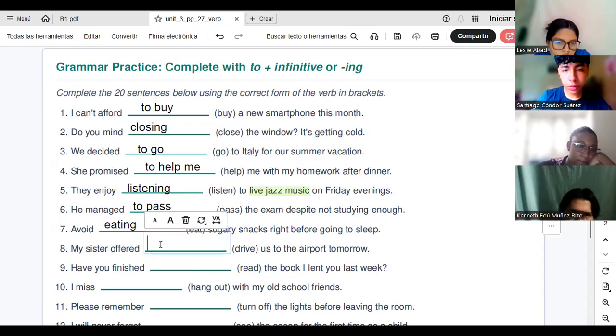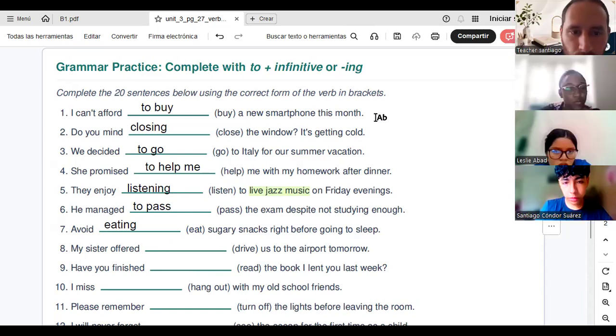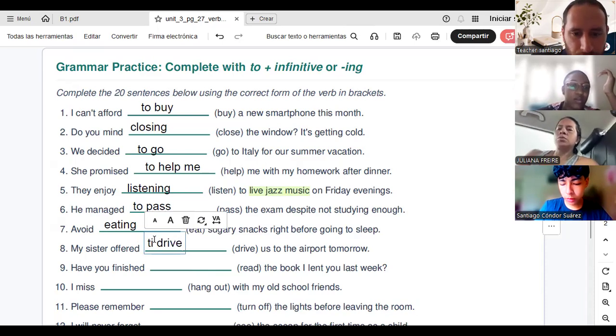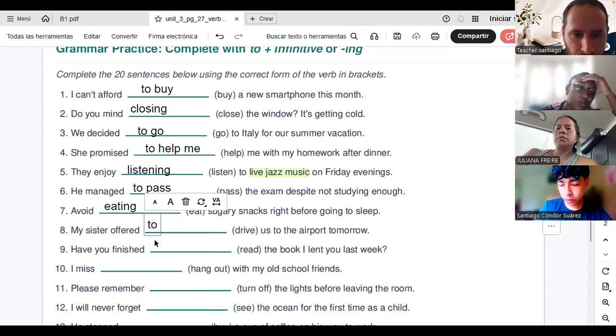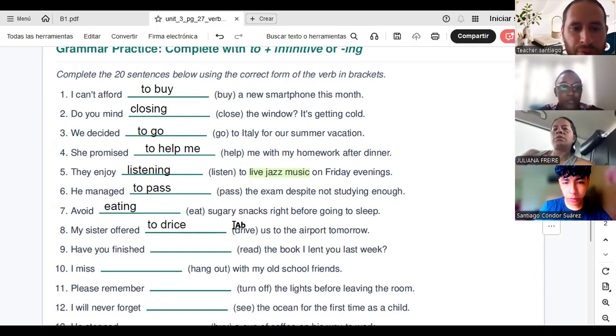Sandra, offer. What do you think? My sister, to drive. Again, sorry. Driving. No. Offer is verb plus infinitive. To drive. I see. To drive. Sorry. My sister offered to drive me to the airport tomorrow.